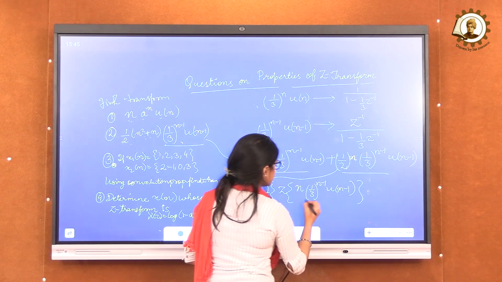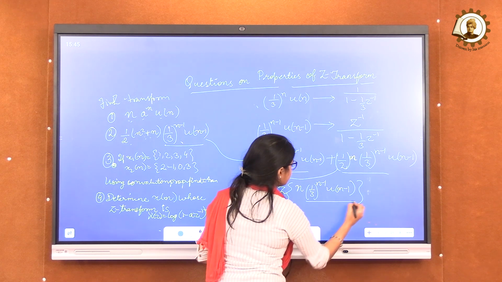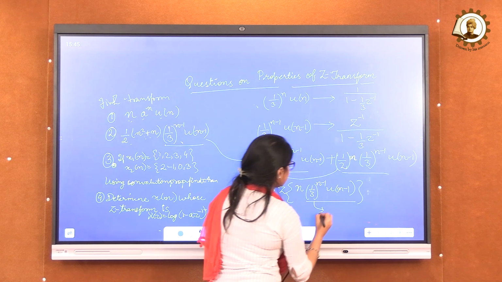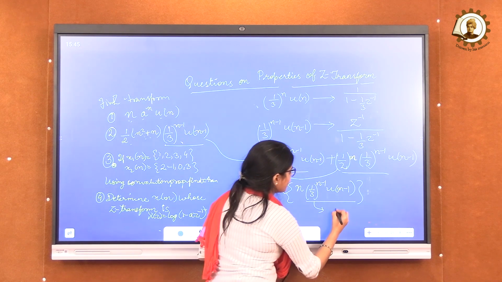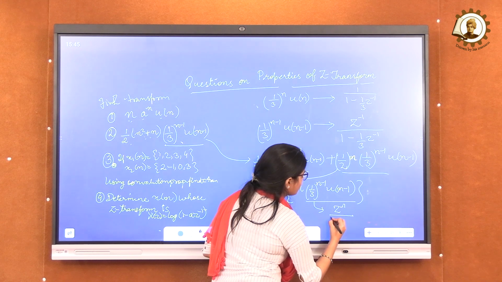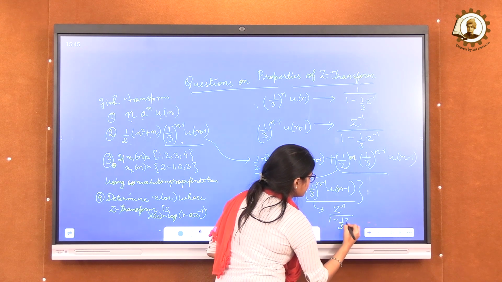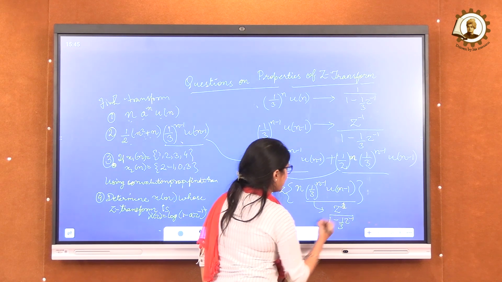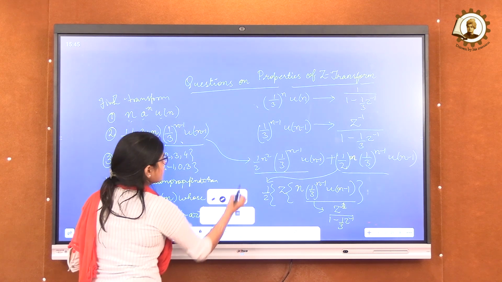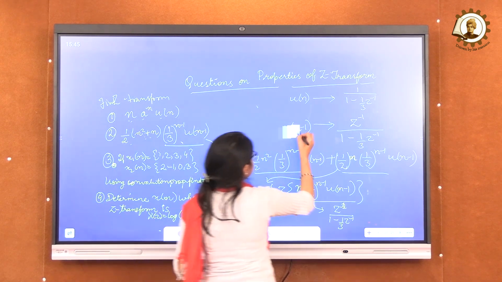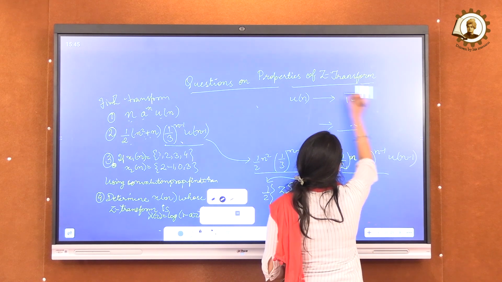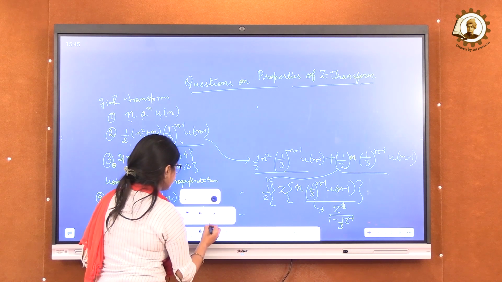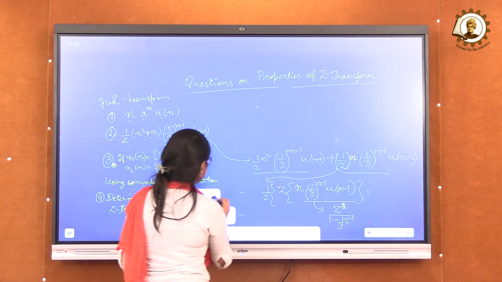Okay. So you know the Z transform of this one. 1 by 3 into this part, you know. For this one, the Z transform is how much? Z to the power minus 1 divided by 1 minus 1 by 3 Z to the power minus 1. Now we will have to differentiate this portion. Let us do it here. First we will simplify it, then we will differentiate it.